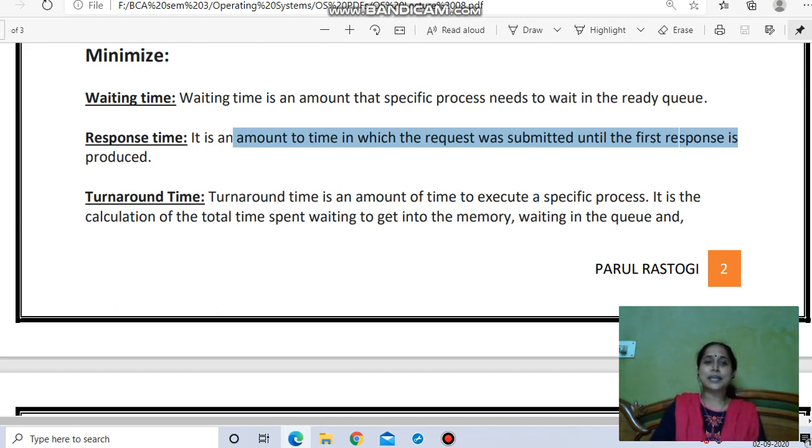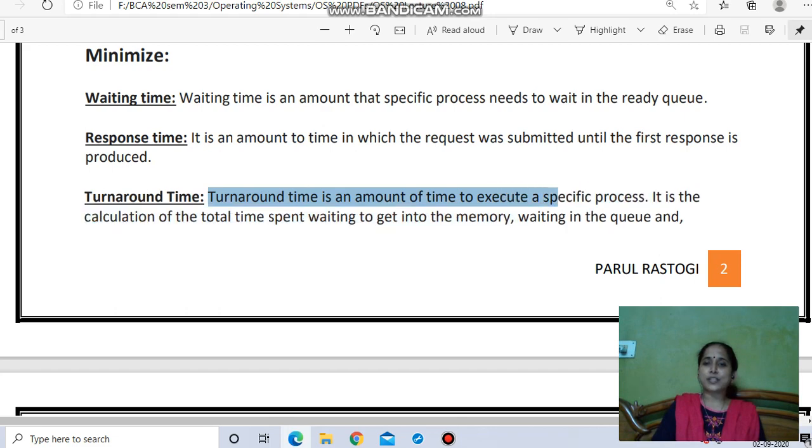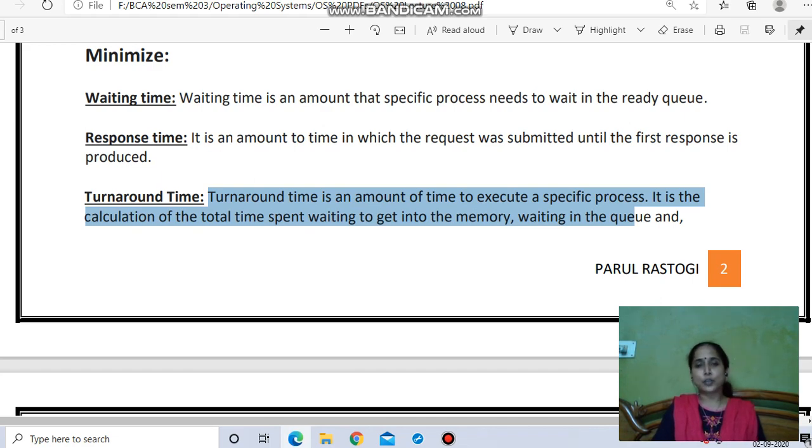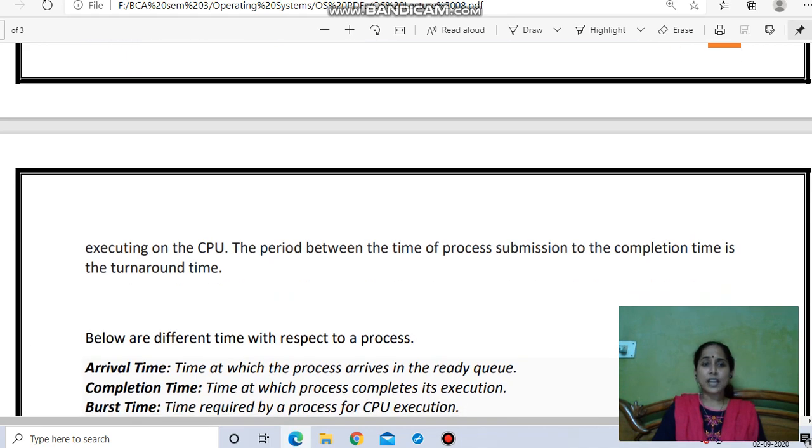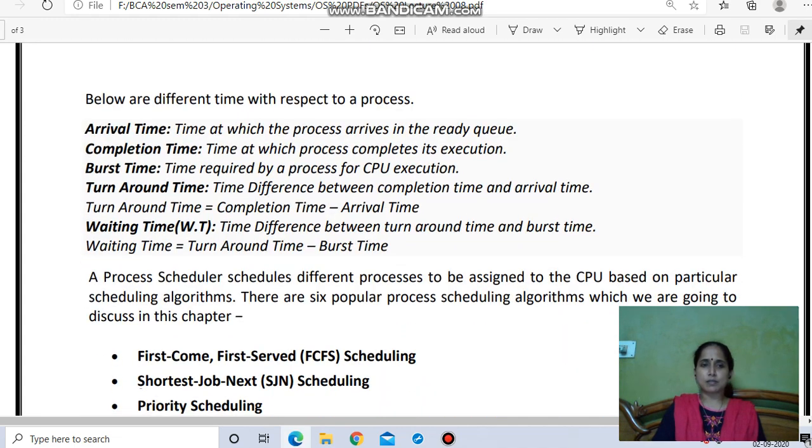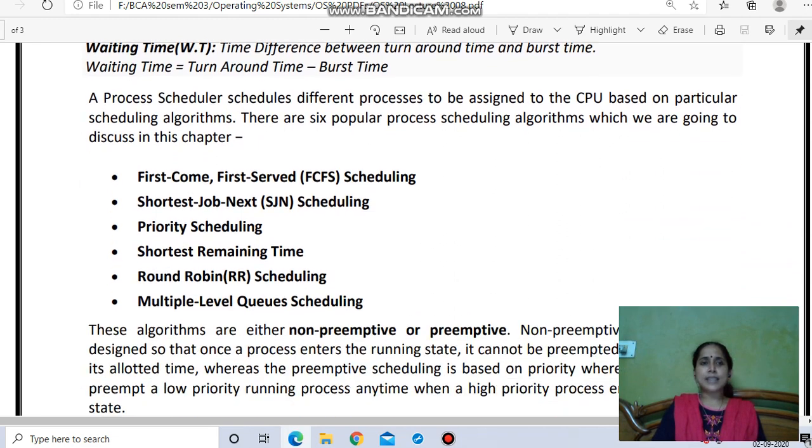राइट. Turnaround time. Turnaround time is the amount of time to execute a specific process, the calculation of total time spent waiting to get into the memory, waiting in the queue and executing on the CPU. The period between the time of process submission to the completion time is known as the turnaround time of the process. So ये उसका summarized version है of all the times that we have discussed. And next is the scheduling algorithms that we were talking.